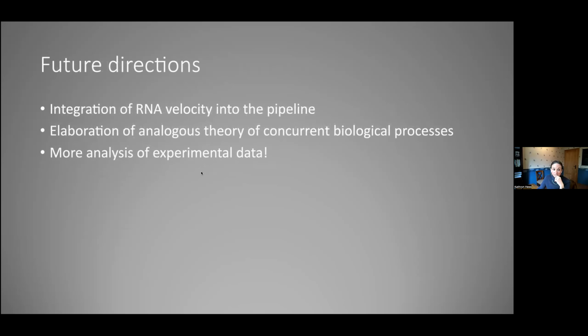Future directions that are under consideration: we'd like to integrate RNA velocity, which is an obvious thing to study in the context of single cell, into this pipeline. We'd like to think about how to have a mathematical theory to describe concurrent biological processes. Here we were looking at one process at a time. We'd like to think about processes going on simultaneously and to analyze a lot more experimental data.